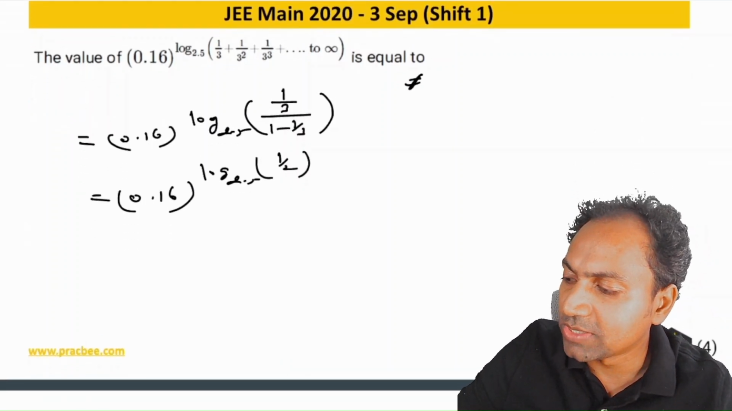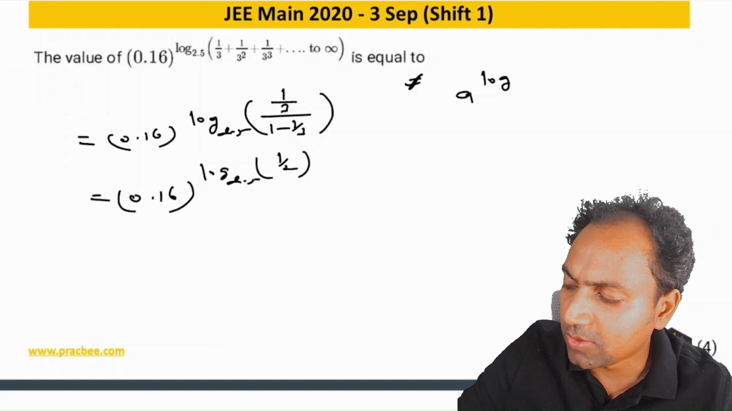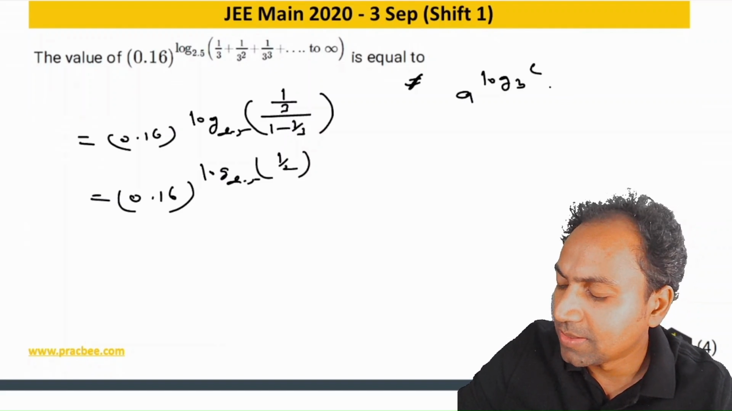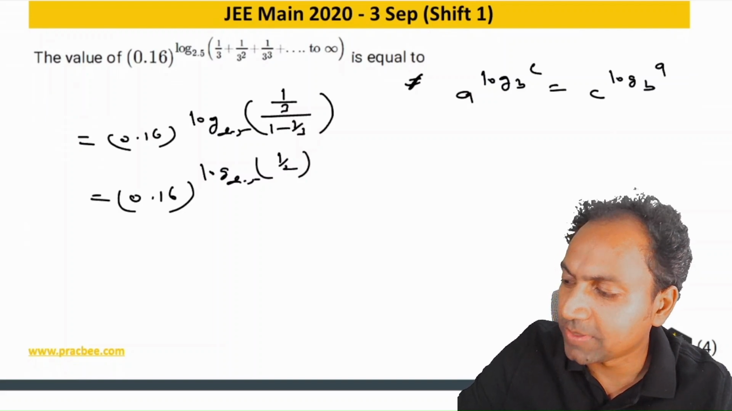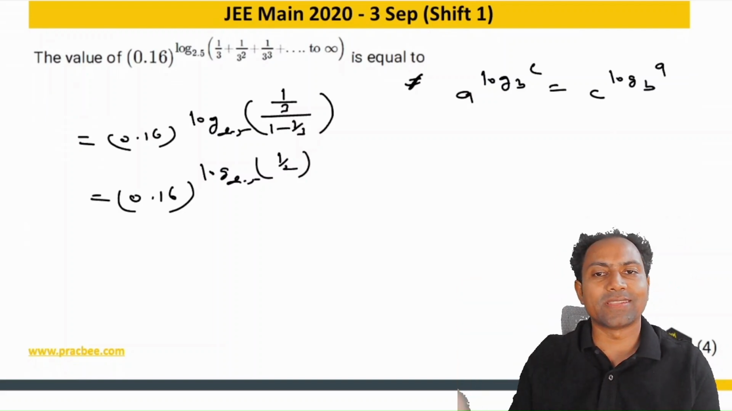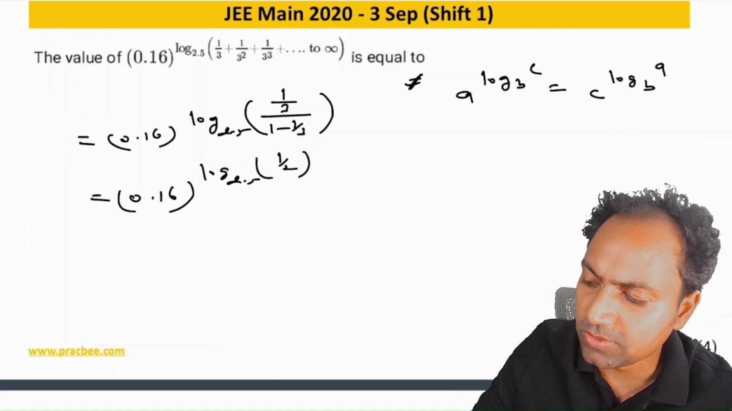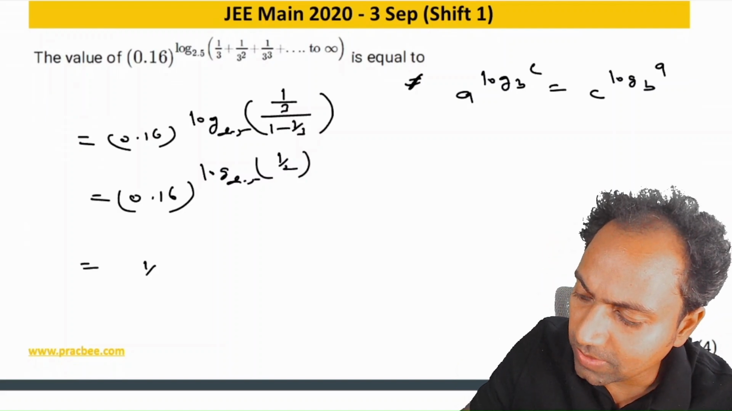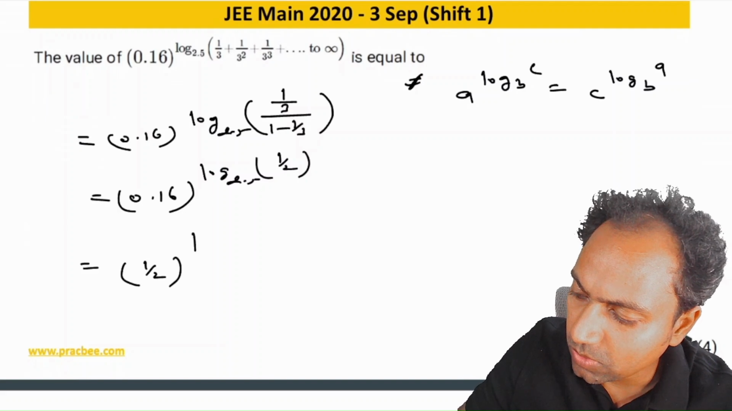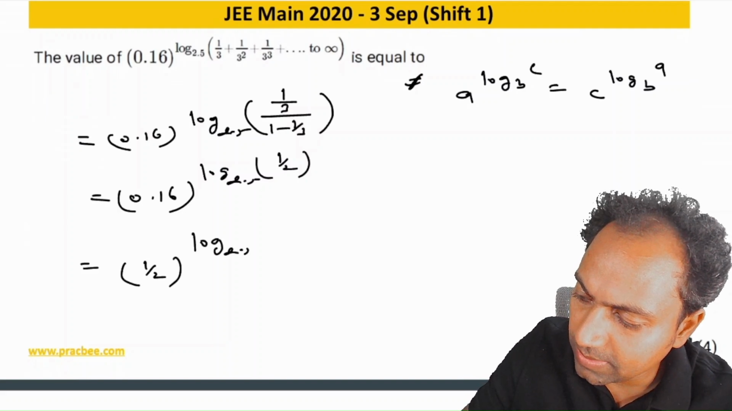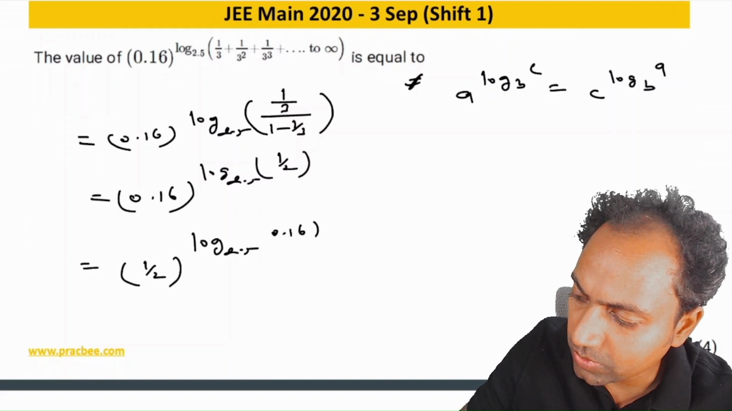Let me remind you what is ABC formula. So if we have a log c to the base b, then this is equal to c log a to the base b. I call this the ABC formula. This is a very common result. So if I use this, this 1 by 2 will come below and this 0.16 will go inside.